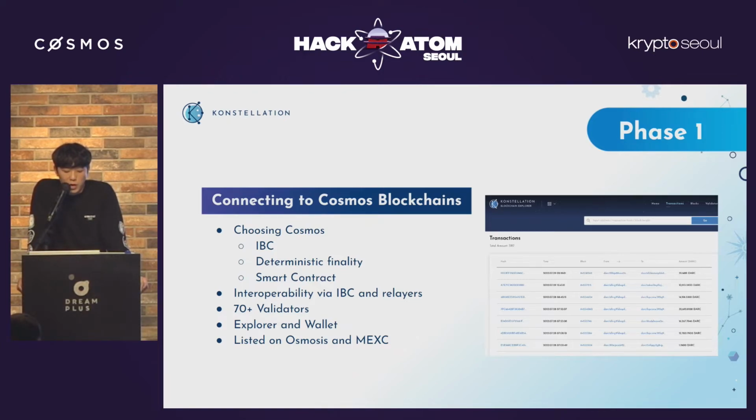And we have developed our own Explorer and wallet. And the native token of Konstellation, Dark, has been listed on Osmosis and MEXC, and that made it much more liquid and easy to access. And this phase has actually been largely done. Of course, we are still planning to improve the existing features by connecting more Cosmos blockchains and by improving our existing features.